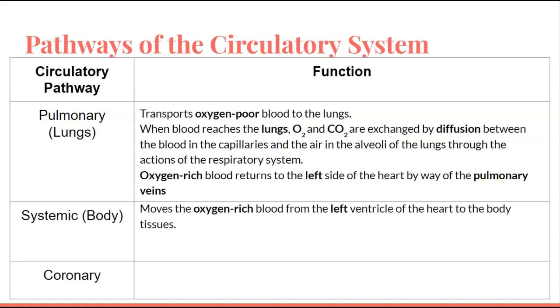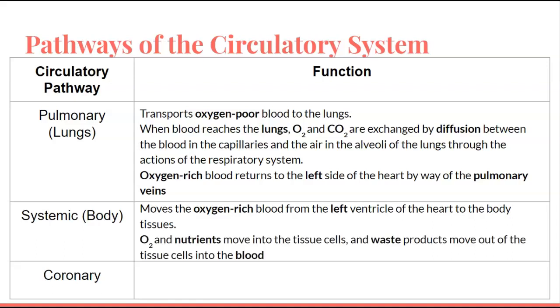The systemic part of your body is where you take oxygen-rich blood from the left side of your heart and you're going to pass it to the body tissues. Here at the body tissues, oxygen and nutrients move from your blood into the tissues, and then you take the waste products such as carbon dioxide and move it out of the tissues into the blood. So again, think of the heart as the main stopping point. This is when we're saying all the blood from the heart is going to the body.